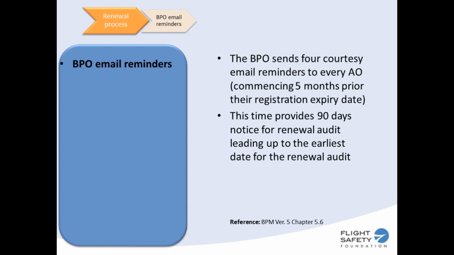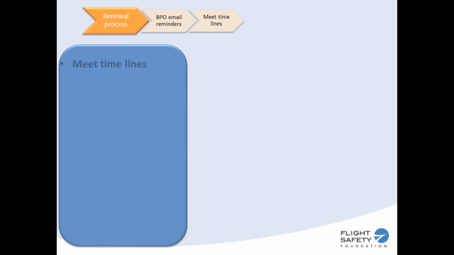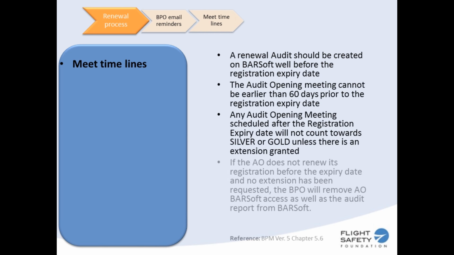BARS renewal audit. The BARS Program Office will send out courtesy email reminders at the beginning of each month, commencing at 5 months before the registration expiry date, advising the operator that the BARS audit is approaching its renewal time. This should give 90 days notice leading up to the earliest date that the operator can undergo the BARS audit. The BARS renewal audit should be created on BARSoft well before the registration expiry date.